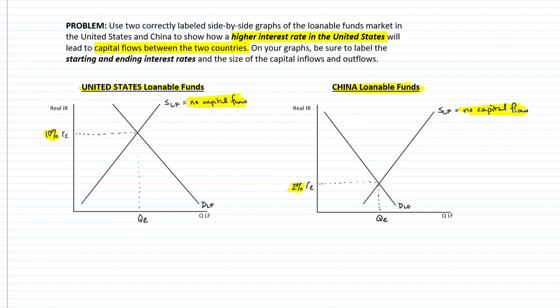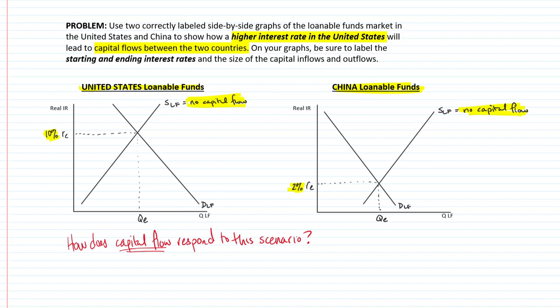So the question is, if we were to open up capital flows, then what's going to happen, right? So how does capital flow respond to this scenario? Right? That's really the big question. What is going to happen to capital flow in response to two countries with these different interest rates?